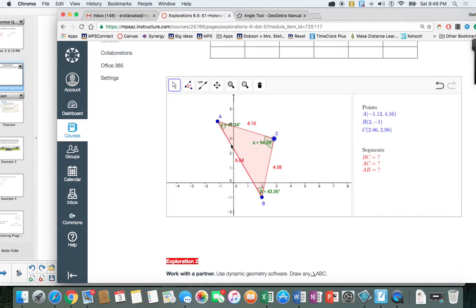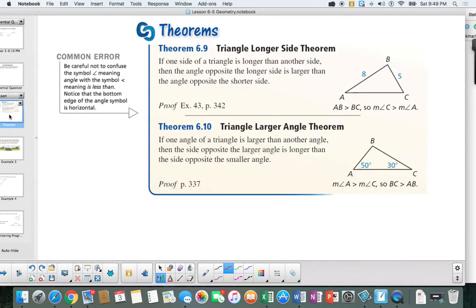And again, look at the smallest angle, which happens to be 42.34, and it's opposite the shortest side, which is 4.08. Now that's what our theorem is going to tell us.